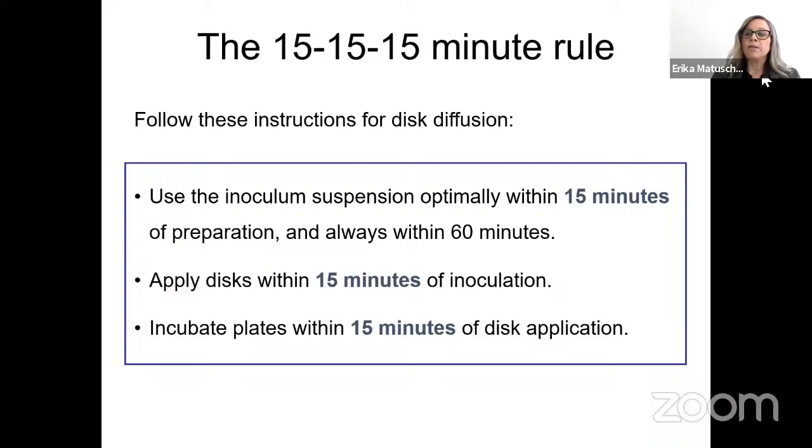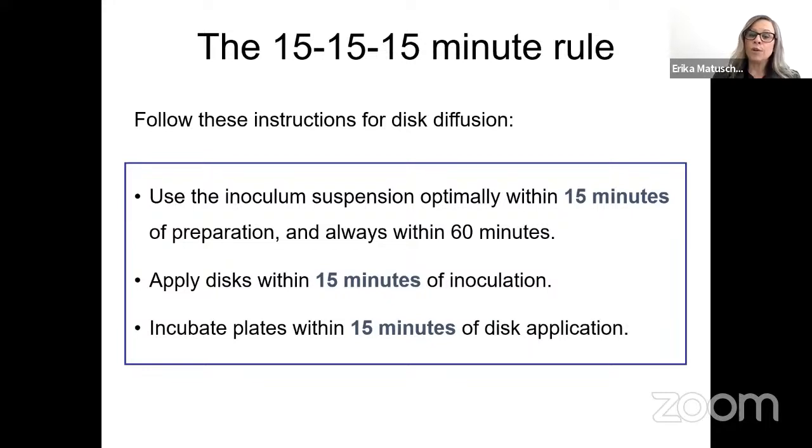This is something that we haven't invented ourselves because CLSI has the same recommendation, but we have given it a name, the 15-15-15 minute rule. That relates to the time from when you start making your inoculum suspension till the time that you put your plate into the incubator. We say that you should use the inoculum suspension optimally within 15 minutes of preparation and always within 60 minutes. It's always better to use it within 15 minutes, and for anaerobic bacteria, you should always do that. We have allowed up to 60 minutes because we can see that it will not affect many other non-fastidious organisms, and we know that it might fit better into a workflow in some laboratories.